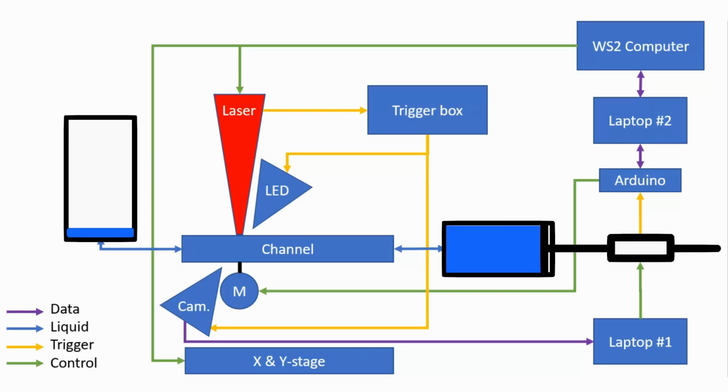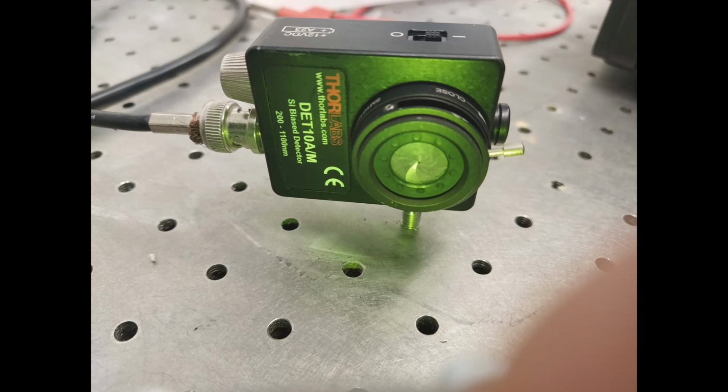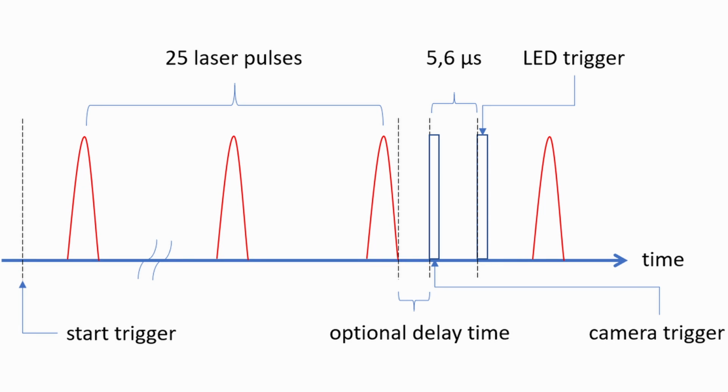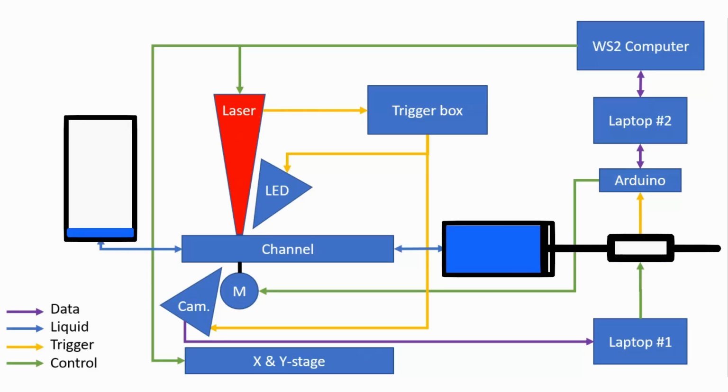In this overview you can see all the components that are needed for a test. The workstation computer, in the top right, is used to control the laser and the X and Y stage. The trigger box is used to sync the LED and camera with the laser pulses. A photodiode picks up some of the laser light and counts the pulses. After 25 pulses the camera is triggered and 5.6 microseconds later the LED is triggered as well. In that way the camera and LED fire at the same time. The Arduino is used to control the stepper motor for the sample rotation. The Arduino also sends a command to the workstation computer when the flow is fully developed.